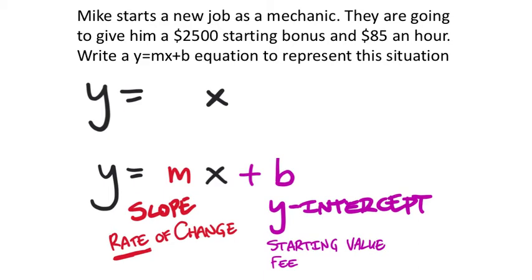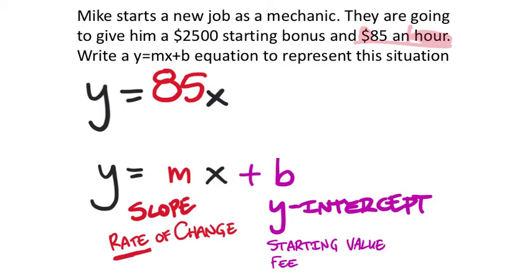They did. I guess we should read it. Mike starts a new job as a mechanic. They're going to give him a $2,500 starting bonus and $85 an hour. There it is, $85 an hour. That is the rate comparing dollars for hours, okay? And again, it's a unit rate, 1 hour. It's $85, so I just go into my slope and I replace it with 85, boom.